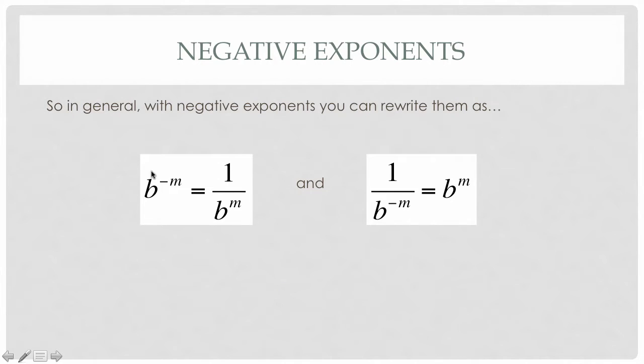So here we go. If you have a negative exponent, we can rewrite it as dividing with a positive exponent. And if I have a negative exponent in the denominator, I can rewrite it as a positive exponent in the numerator. That's how you work with negative exponents.